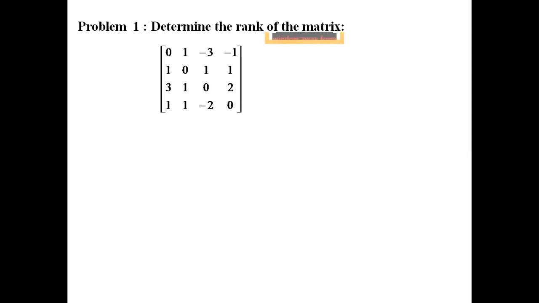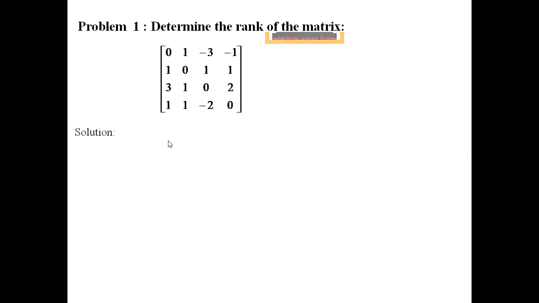So what you mean by echelon form is just that you have to reduce this matrix to upper triangular form. But we have to apply only those 3 operations. Using those 3 operations only, we have to reduce this one to upper triangular form. So let us see how to do this.